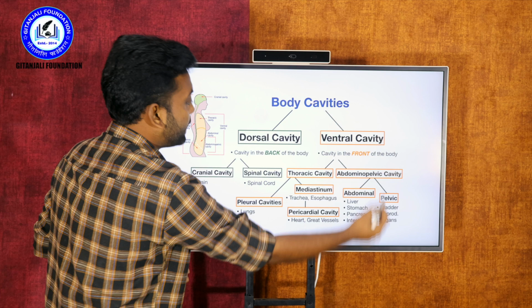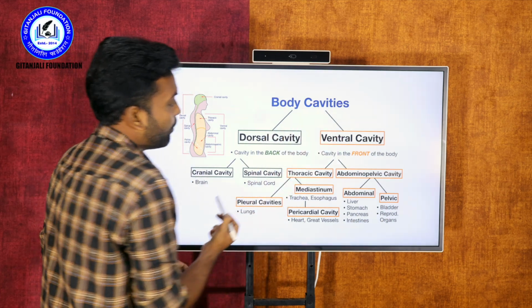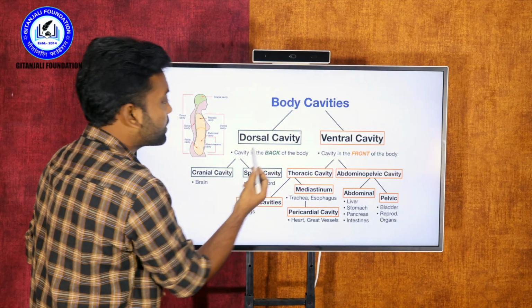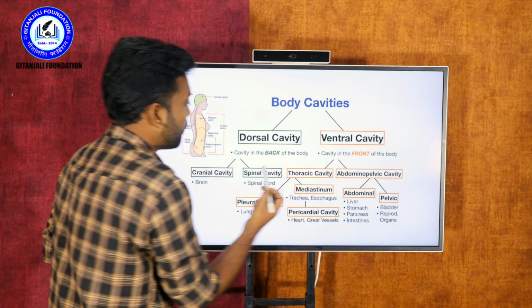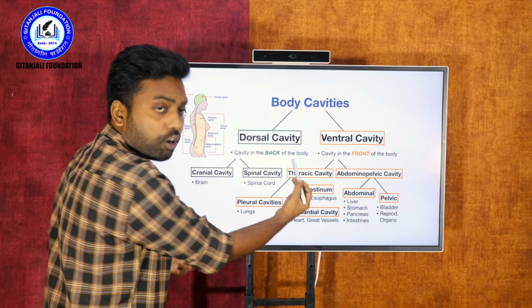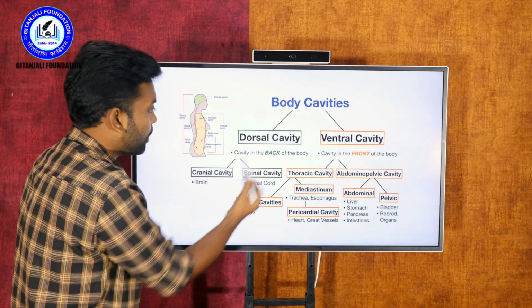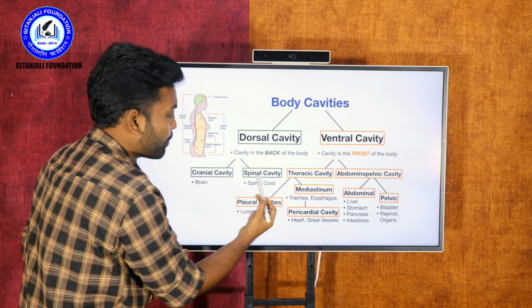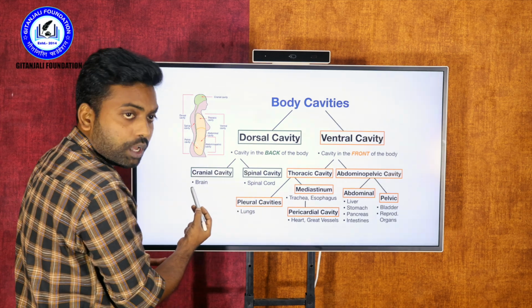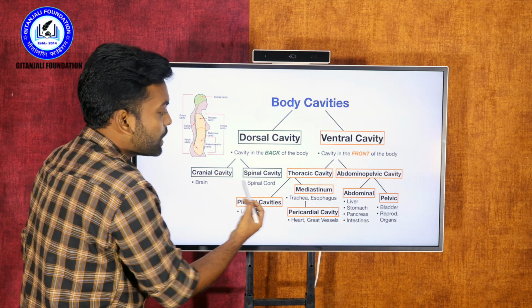And next we can see the diagrammatic presentation of the body cavities. As I told you, the two kinds are the dorsal cavity and the ventral cavity. The dorsal cavity is the back of the body. There are two kinds of dorsal cavity: the cranial cavity and the spinal cavity. The cranial cavity holds the brain and the spinal cavity holds the spinal cord.